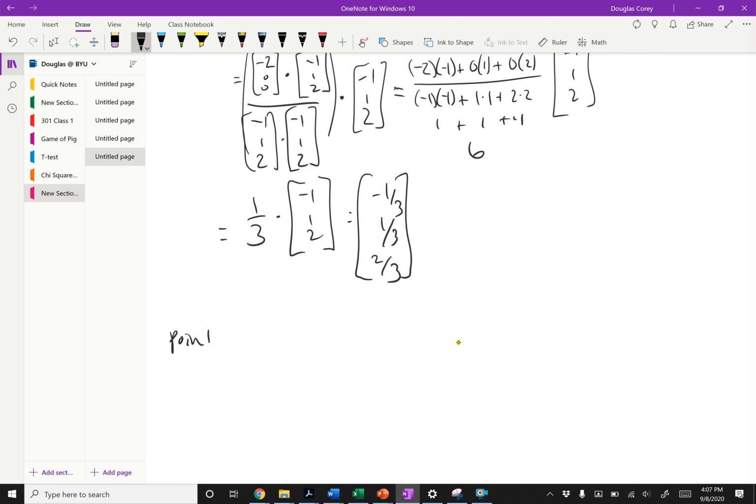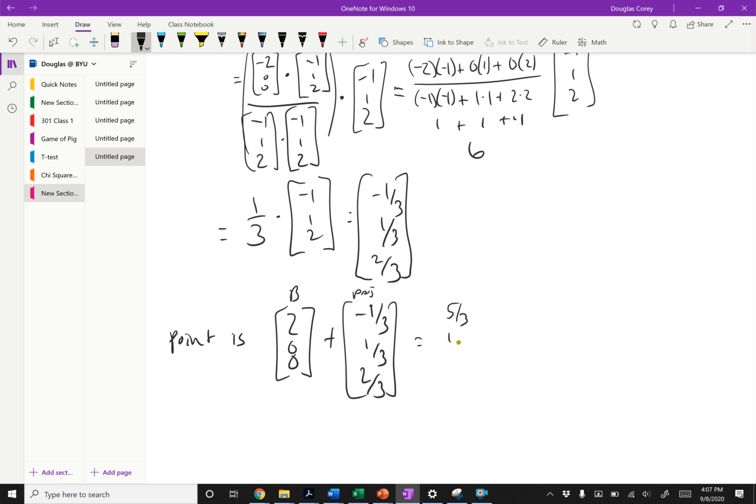So the point is 2, 0, 0 plus a minus 1/3, 1/3, 2/3. Because this vector represents a change. A lot of vectors represent a change in position, not the position itself. It only represents the position if it starts at the origin. So if we add B to this projection vector, then we should get the coordinate. So we end up with 5/3, 1/3, 2/3.